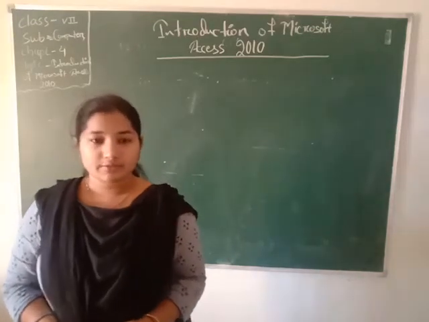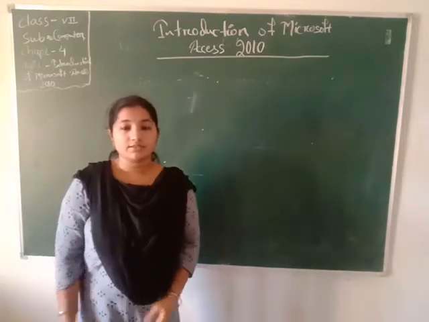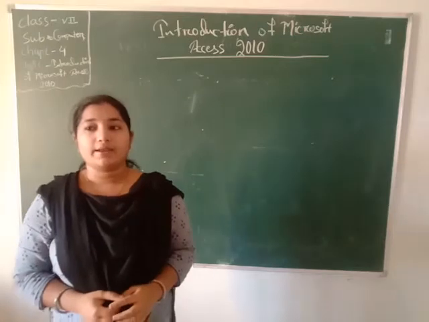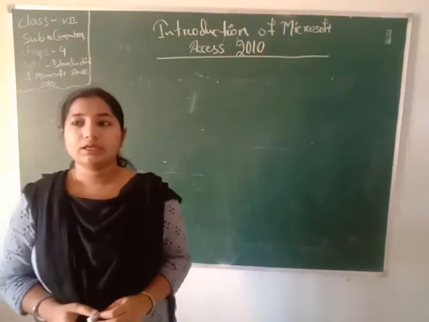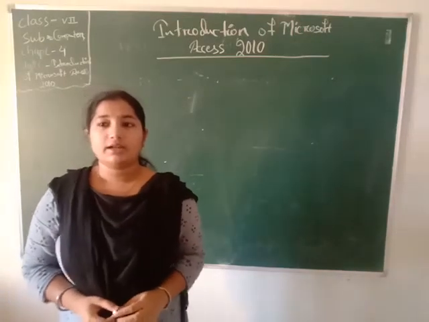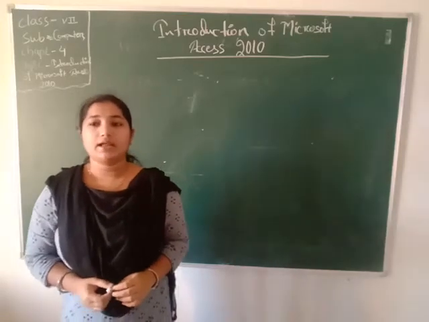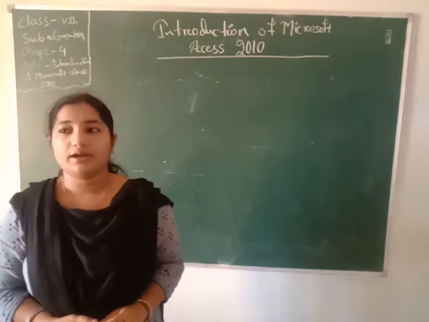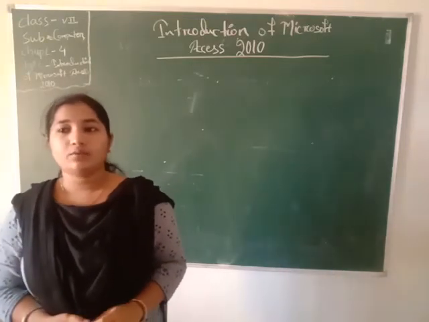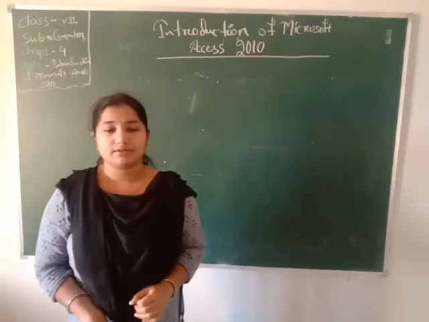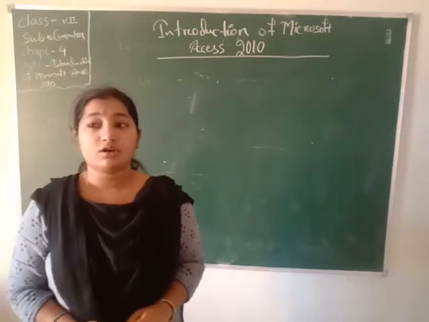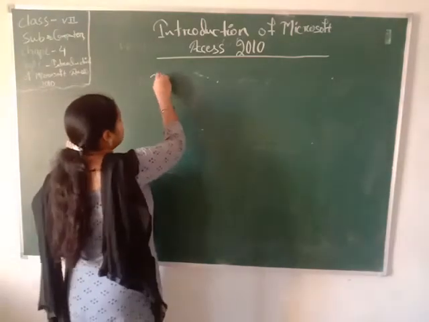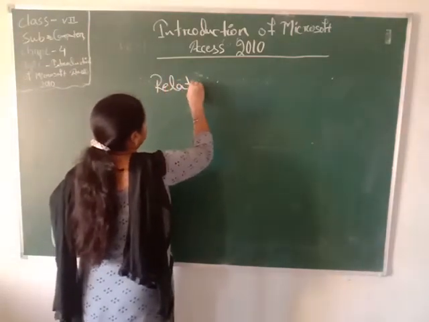Means in Microsoft Access we can store information, and we can create, retrieve and manage the database. It is a collection of data organized in a manner that helps in easy access, retrieval and use of data. We can also relate one database with another database. This is called a relational database. What is known as a relational database?